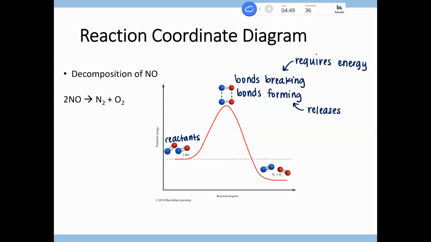And overall, this reaction is exothermic. Got our transition state. These are the products. And because the energy of the products is lower than the energy of the reactants, there's a net release of energy, exothermic reaction.